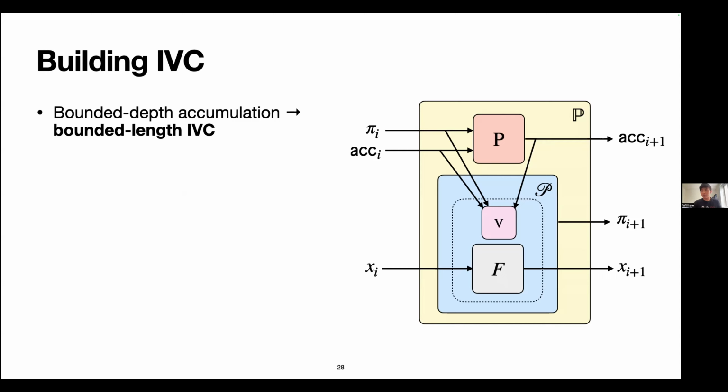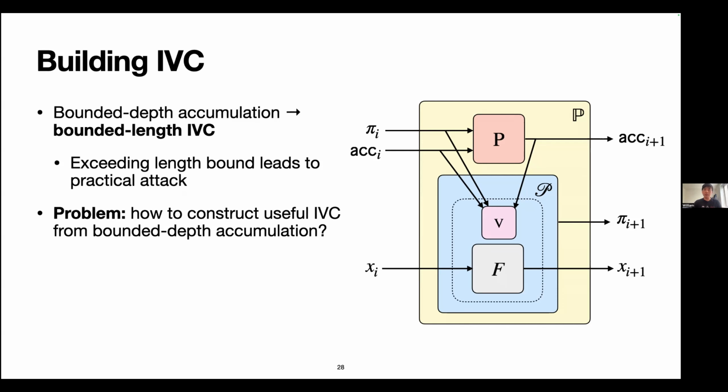Okay, and this is quite useless, right? Because in practice, maybe we want our IVC to do 1,000,000 steps of computation, and it would be unrealistic to set our parameters such that your accumulation supports 1,000,000 steps. And again, if you exceed this length bound, it corresponds to a practical attack, the one I described before. So the key problem that we still have to address is how do we construct a useful IVC scheme, which supports a lot of steps from bounded depth accumulation?